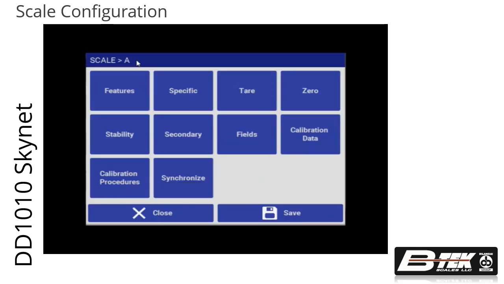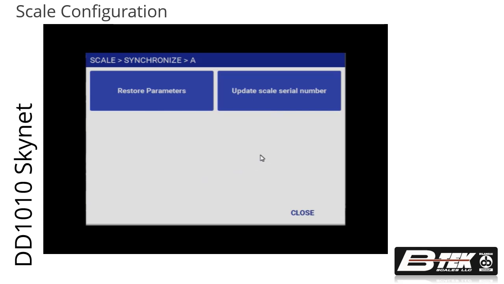Once inside of Scale A, if you had a code 08, you may need to synchronize your scale card if you're installing it for the first time. You would just click on Update Scale Serial Number to update and synchronize the card to the processor.